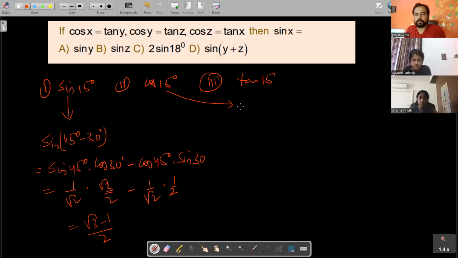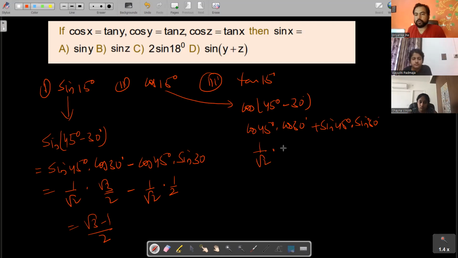Cos 15 is what? It can be written as cos of 45 minus 30. Cos A minus B is cos A cos B plus sine A sine B. Cos 45 is 1 by root 2, cos 30 is root 3 by 2, sine 45 is 1 by root 2, sine 30 is half. So its value is root 3 plus 1 by 2 root 2.